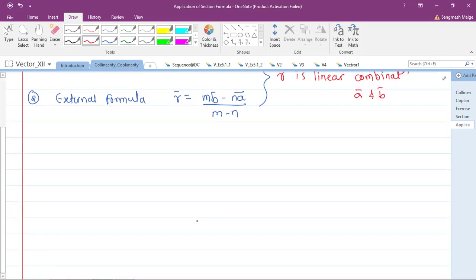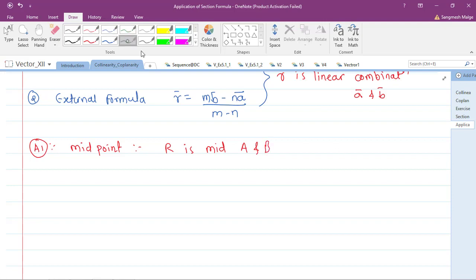So now let's jump to the applications of this. The first application is very important. Application number 1 is the midpoint formula. Suppose this point R is the midpoint of segment AB. Suppose you have a figure like this. This is point A and this is point B. Suppose this is point R, which divides segment AB in the ratio M is to N. As it is a midpoint, your M and N values become the same, so it becomes M and M.